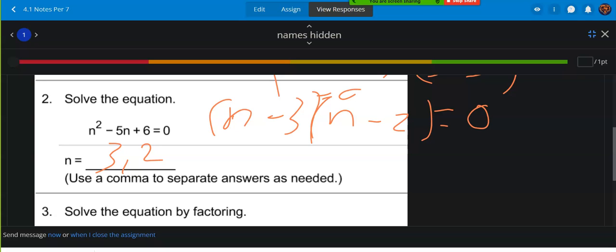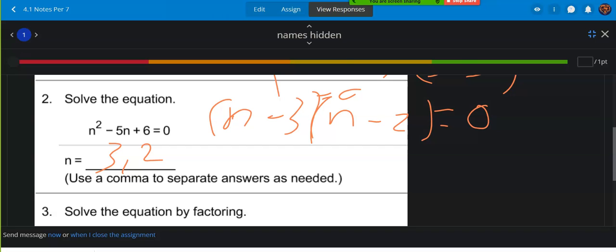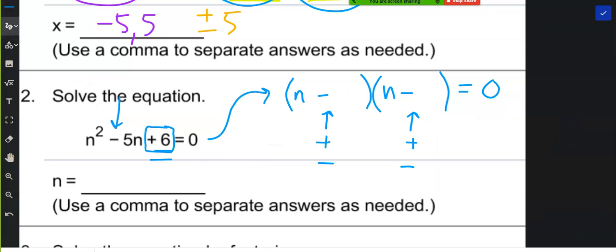So I would not argue one bit if this person wrote this. I'm okay with them doing this once they have it factored. I even see this, which makes me think that they've set it equal to 0 in their own minds. So I know that they're on the right track. So n minus 3, n minus 2, and then we come up with 3 and 2 as our answers.